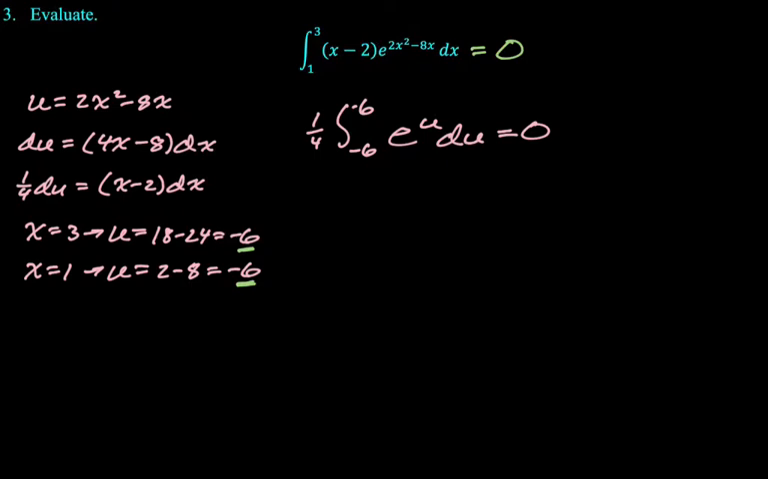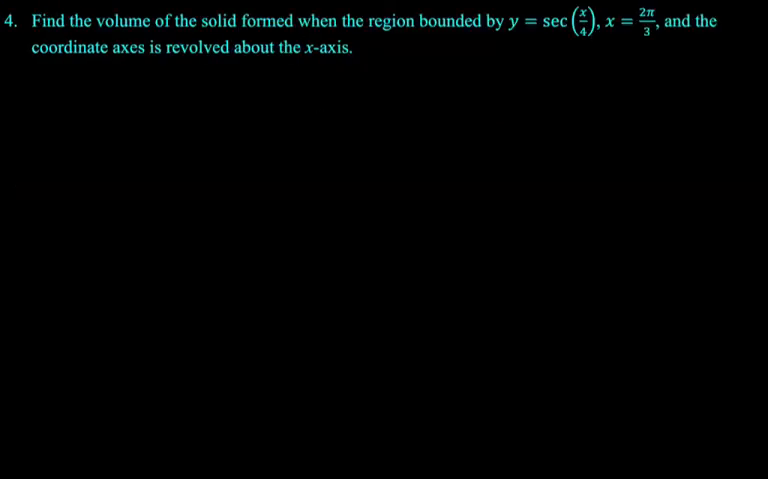All right, let's look at another problem. Find the volume of the solid formed when the region bounded by y equals secant of x over 4, x equals 2 pi over 3, and the coordinate axes is revolved about the x-axis. So I don't even think I really need to graph this one. Secant is definitely above the x-axis, and it's the only curve, and since we are going from the y-axis to 2 pi over 3, we know we're going from 0 to 2 pi over 3.